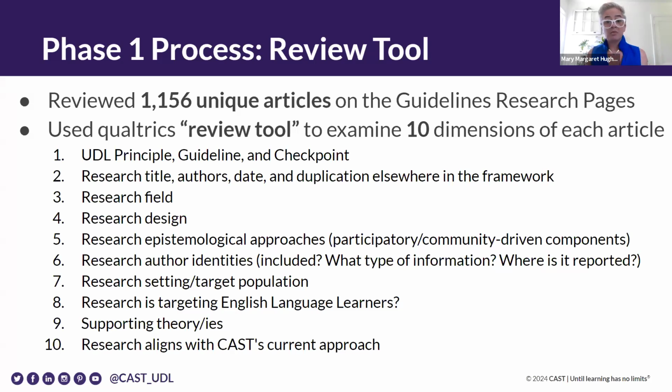We don't have time to report on all of those dimensions. And those 10 dimensions are listed in the home-based document. They are the principle, where they fell in the guidelines, the title, the authors, the dates, the research field, the research design, epistemological approaches, author identities, the setting and the target population, whether or not English language learners were a focus of the research, any supporting theories, and how this work aligns with CAST's current approach.